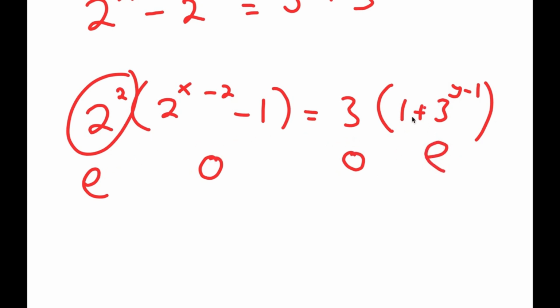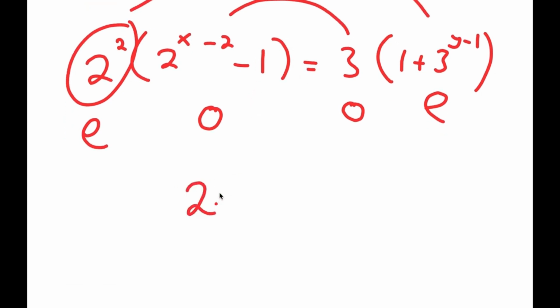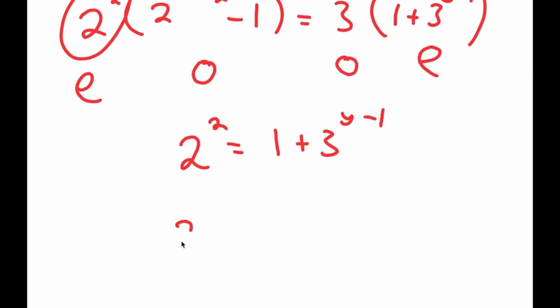Now, what I'm going to do is set the odd numbers equal to each other, and then the even numbers equal to each other. So this gives me two equations. I get 2 squared is equal to 1 plus 3 to the power of y minus 1. And I also have 2 to the power of x minus 2 minus 1 is equal to 3.